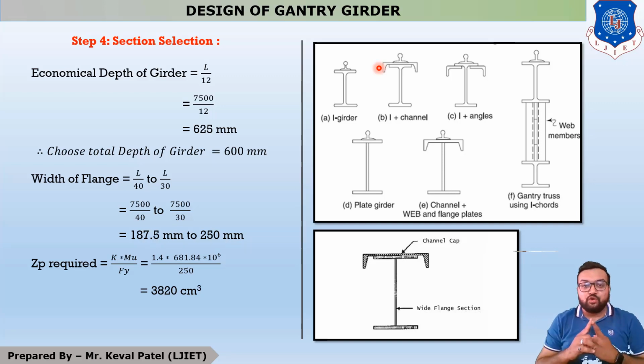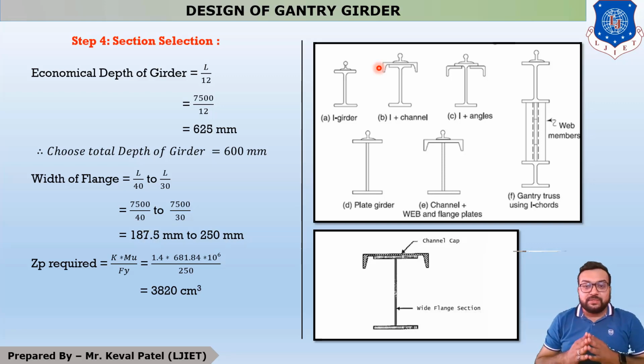First one is the economical depth of girder. The range of economical depth of girder is L by 15 to L by 12. In your book it is clearly mentioned as L by 12, but it is not compulsory to take L by 12 all the time. It is in the range of L by 15 to L by 12.